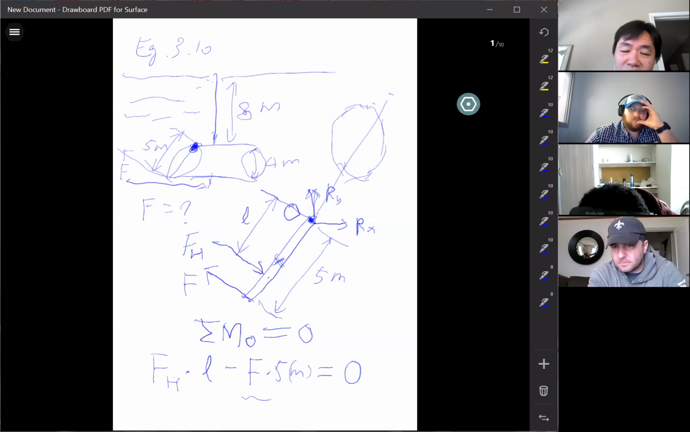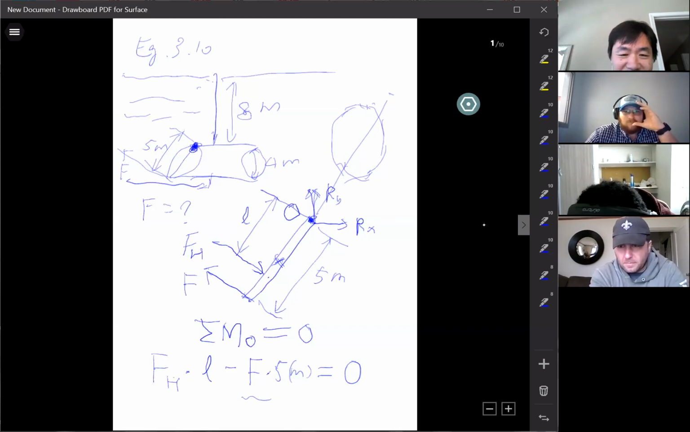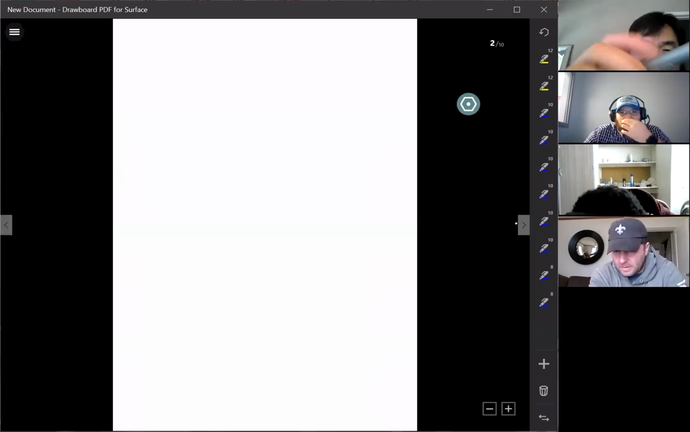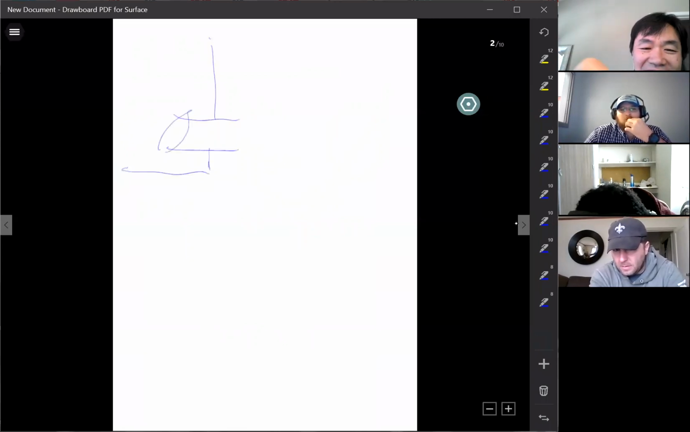Okay, so I need to use the next page. Unfortunately, can I copy and paste this drawing on the next page so you can still see? Let me draw it again here. Okay, quickly. A meter, that's the distance. This is 4. This is 5.